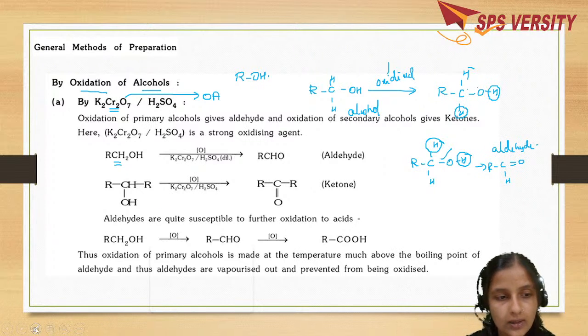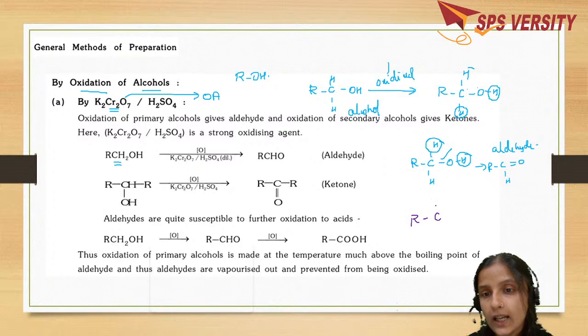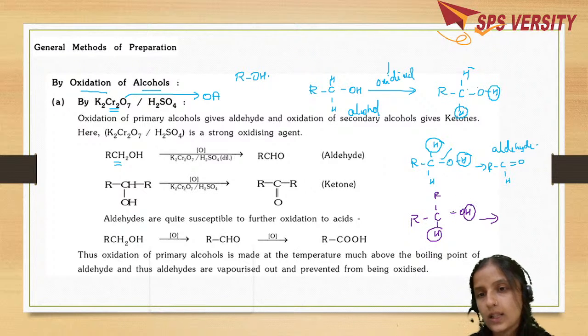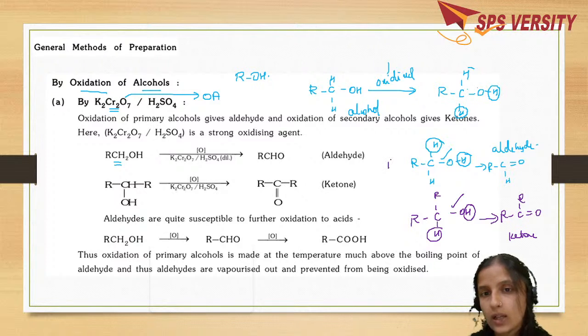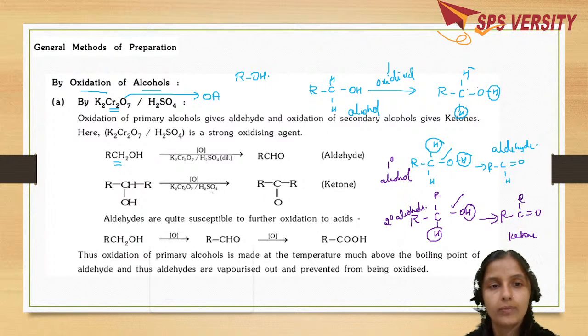And if you start with a secondary alcohol, R2CHOH, then what do you expect? This hydrogen and this hydrogen will go, resulting in the formation of a double bond over here that leads to the formation of RCR double bond O, which is nothing but a ketone. So always the primary alcohols lead to the formation of aldehyde, and the secondary alcohols, on treatment with the good oxidizing agent acidified potassium dichromate, give the ketone.